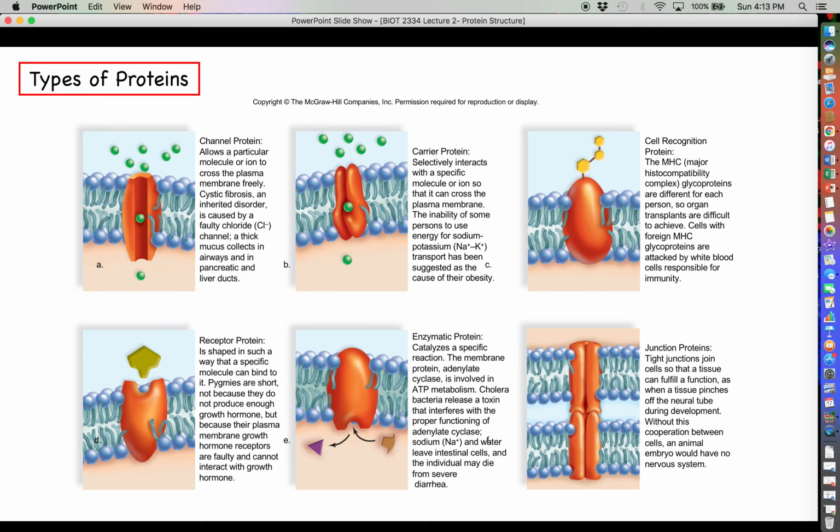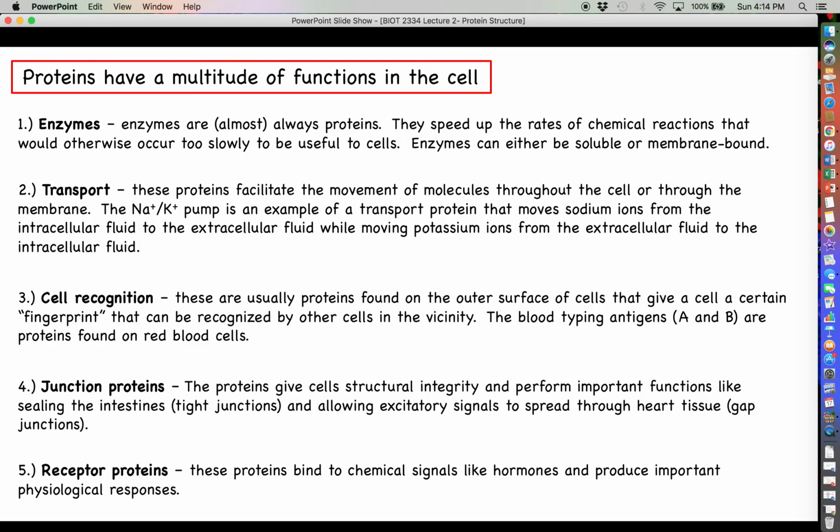Okay, so this diagram, which comes from a general biology textbook I used to teach out of, does a pretty good job of summing up different classes of proteins. So you've got channel proteins, carrier proteins, cell recognition proteins, receptor proteins, enzymes, and junction proteins. Now, this diagram actually specifically shows just membrane proteins, or proteins that are inserted or in some way anchored to the cell membrane. But even so, this does a pretty good job of summarizing what most proteins tend to do. So we'll talk about examples of each as we go along here.